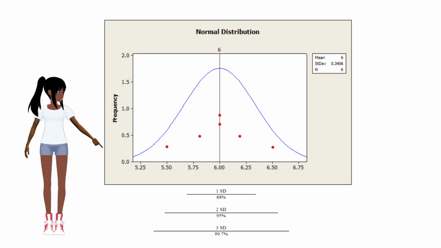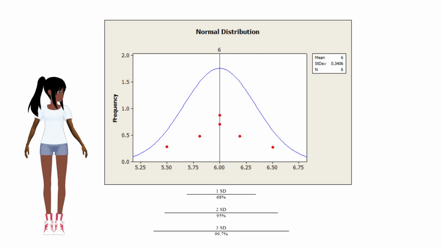Notice the three lines below the normal distribution. The lines represent the distance of 1 standard deviation, 2 standard deviations and 3 standard deviations on both sides of the average. The beautiful thing about a normal distribution is that it was determined that if you go 1 standard deviation on both sides of the average, it will represent 68% of the area under the curve.